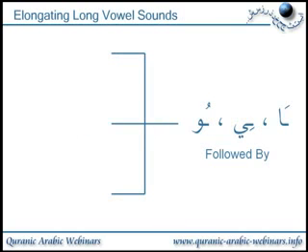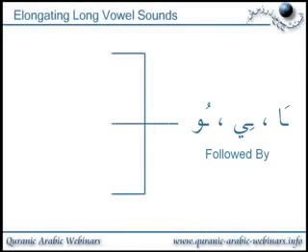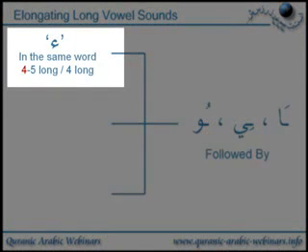Now we're going to look at elongation of the long vowel sounds. So we learned in previous lessons about these long vowel sounds. So we've got the Fatha alif, the Kasra ya, and the Dhamma waw. Now if they are followed by certain things, they're going to be stretched in their lengths of pronunciation. So the first one is if you have one of these long vowel sounds, which are normally 2 long, and it's followed by a Hamza in the same word, then it's going to be stretched.